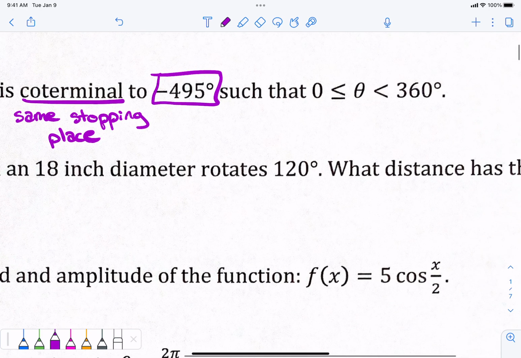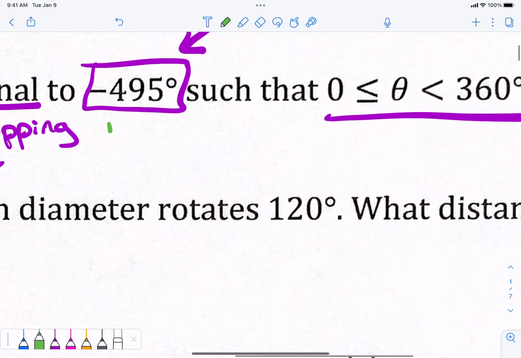Okay, same stopping place. Now negative 498 is a really ugly angle. What does this mean right here? 0 to 360. Beta lives between 0 and 360. I want to find an angle that's coterminal to this one that lives between 0 and 360. You said add or subtract 360. Which one are you going to do for this one? Add. Let's add 360.